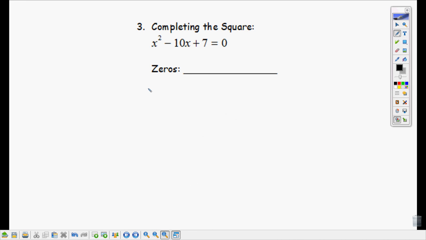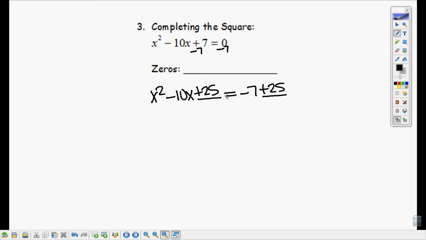The second method is completing the square. So remember, to complete the square, the first thing we're going to do is get my x terms on a side by themselves. So I have x squared minus 10x, and I'm going to draw my blank. It's equal to negative 7, and I'm going to draw my blank to keep my equation balanced. So remember, to get what goes here, we take half of the center term and square it. So half of negative 10 is negative 5, and negative 5 squared is 25.